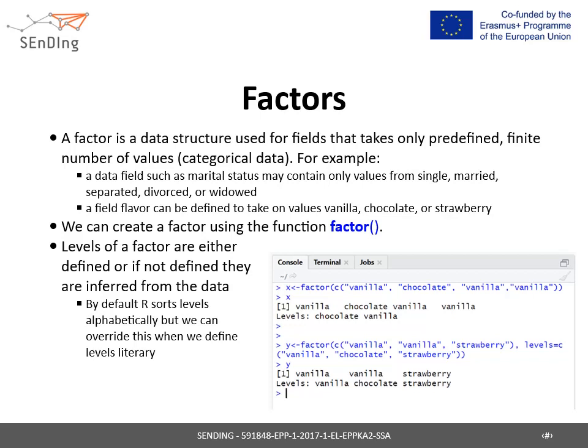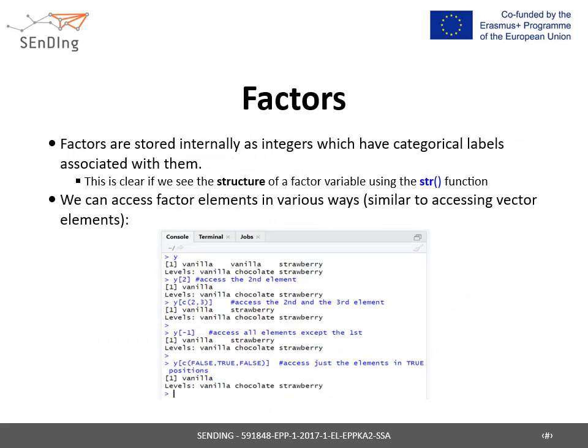We can create a factor using the function factor. Levels of a factor are either defined, or if not defined, they are inferred from the data. For instance, the statements below create a factor without predefined levels and a factor with predefined levels regardless of whether all levels appear in the factor elements. By default R sorts levels alphabetically, but we can override this when we define levels literally. Factors are stored internally as integers which have categorical labels associated with them. This is clear if we see the structure of a factor variable using the str function.